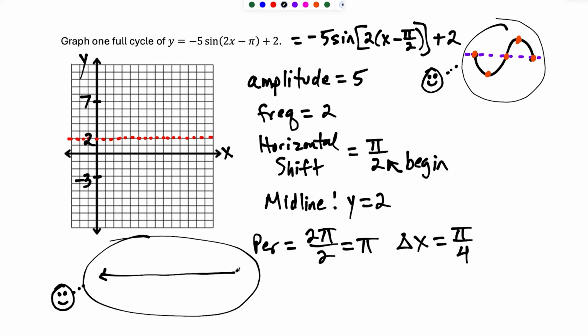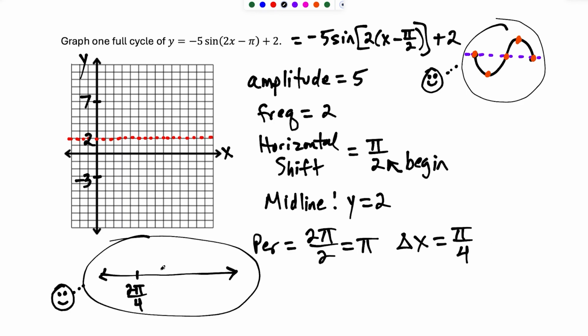So I'm just very, very careful with this part here. The horizontal shift is pi over 2. But just know pi over 2, I could also call 2 pi over 4. So just multiply the top and bottom by 2. The reason I do this is because now my delta x is easy to add to this value here. I need common denominators if I'm going to add this delta x value.